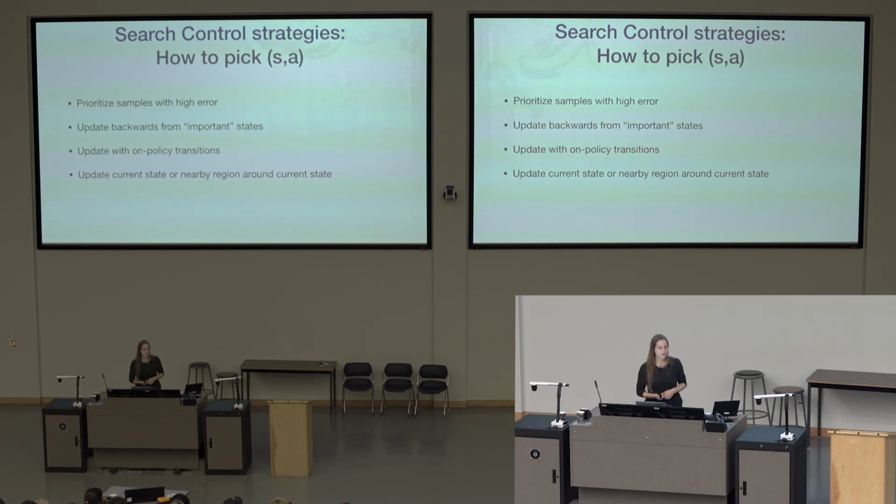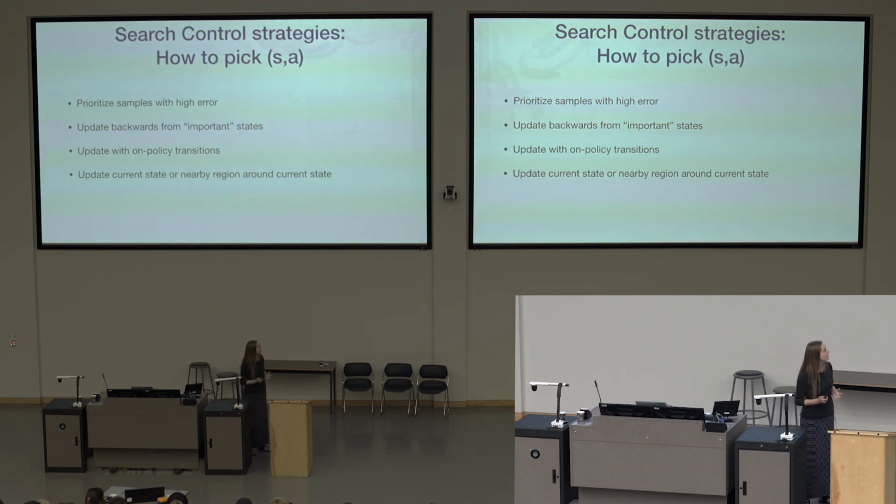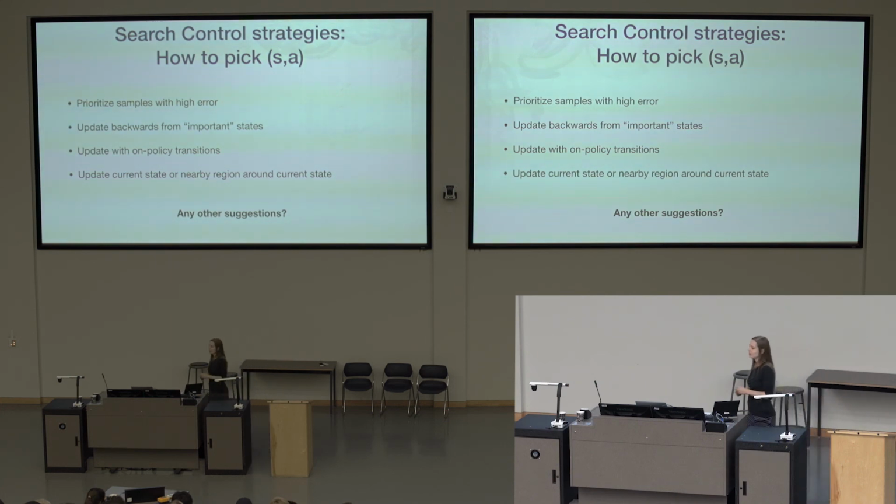Okay, but I'm going to conclude that with, these are 4 strategies that I have seen for search control. I really believe search control is extremely important to get model-based RL to be worthwhile. And we don't actually have a lot of great suggestions for search control. So again, I'm going to ask you guys for fun, do you have any other strategies you think would be good for search control?